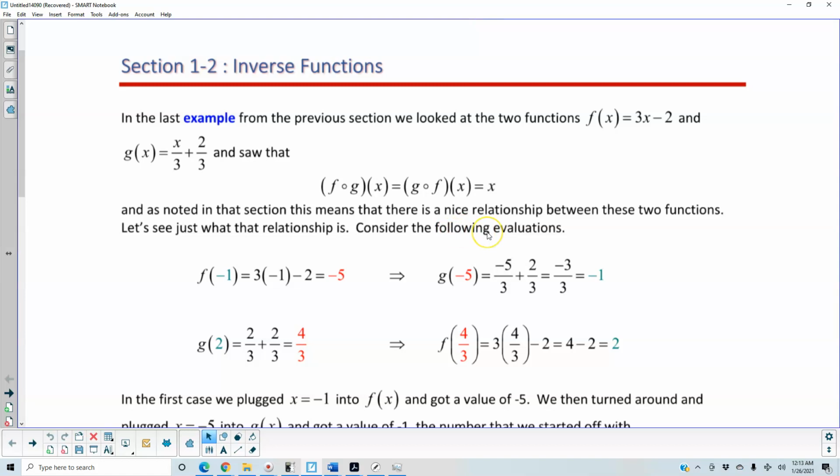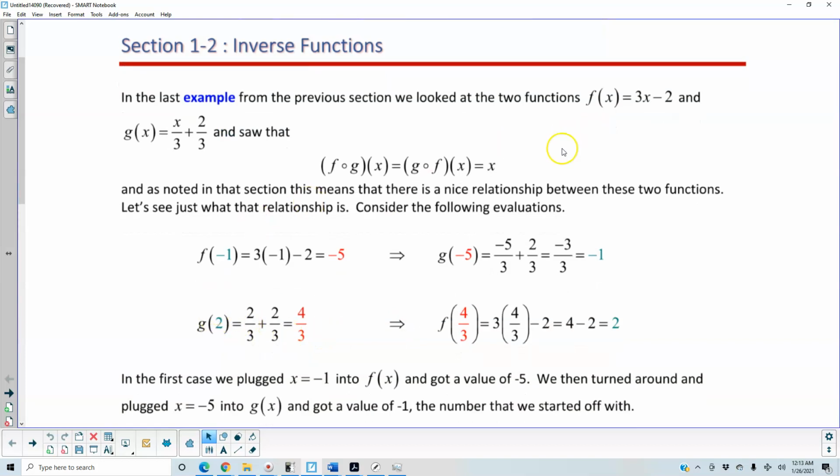Now, consider the following evaluations. For the function f, we're going to plug in -1. So we put -1 into the function: 3 times -1 minus 2 gives us -5. Then we take that -5 and plug it into the function g. So we get -5 over 3 plus 2 over 3, which is equal to -3 over 3, which gives us -1.